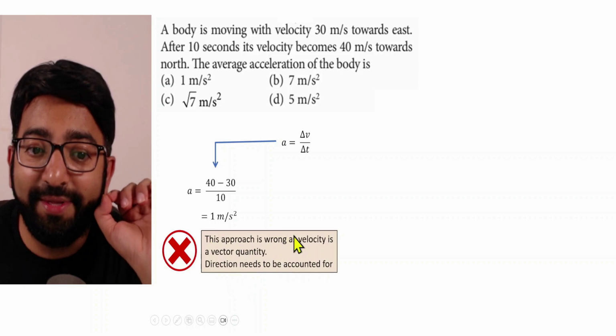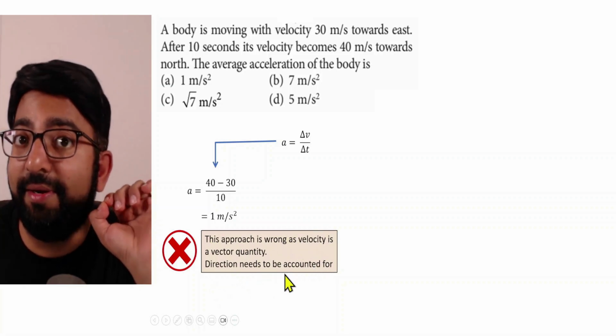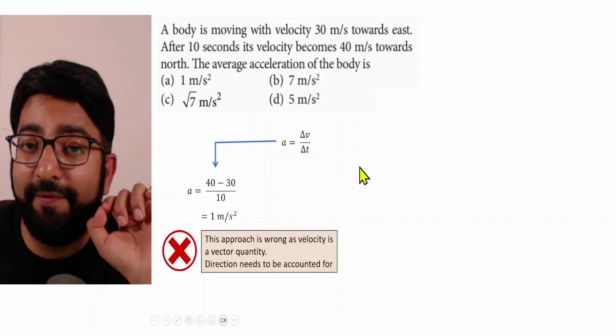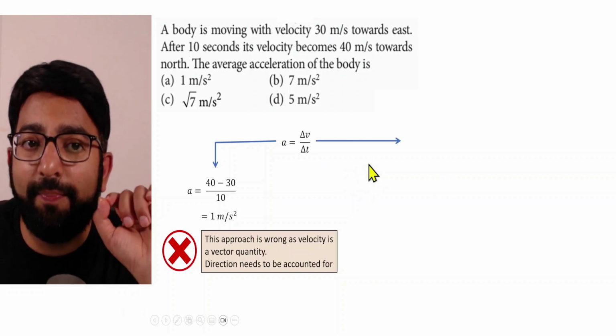Why is this wrong? This approach is wrong as the velocity is a vector quantity. Direction needs to be accounted for. And how do we take care of the direction? For that, we need to draw the diagram properly, the vector diagram. So consider the second approach.